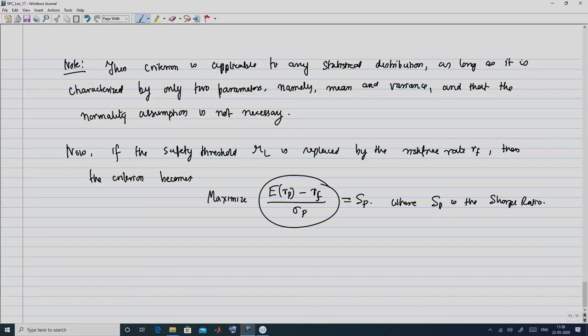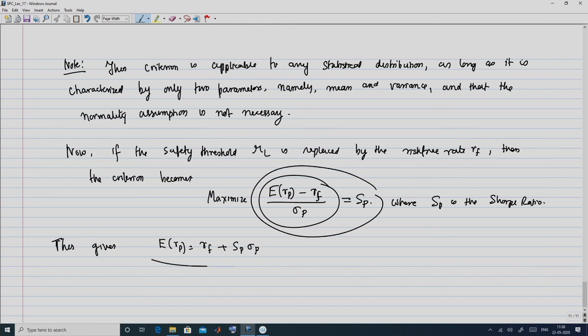So this means that the maximization of the Roy's criterion essentially reduces, in case of the safety threshold RL being equal to the risk-free rate, to the problem of maximization of the Sharpe ratio. So this gives that E(RP) is equal to RF plus SP times sigma P. So from this relation we get E(RP) equal to RF plus SP sigma P. So what is this?